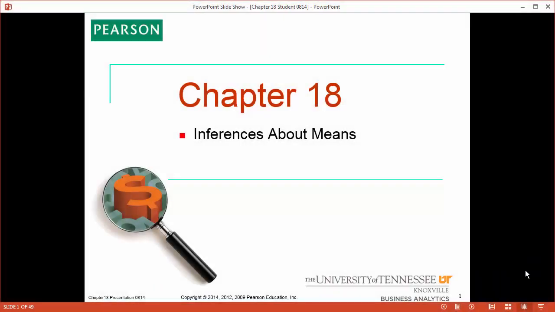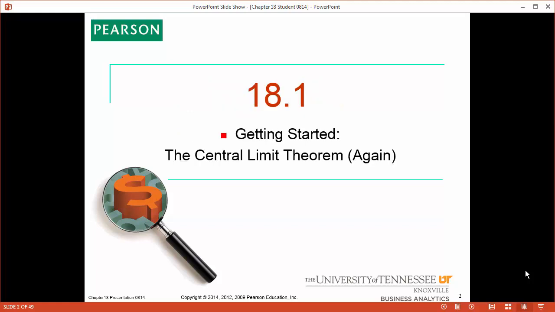In this module, you will be doing tests on the mean and confidence intervals for the mean. What we will be doing here is using a lot of formulas, and we'll have a few conditions to remember on when to use these techniques. Now we are going to be using the central limit theorem again.